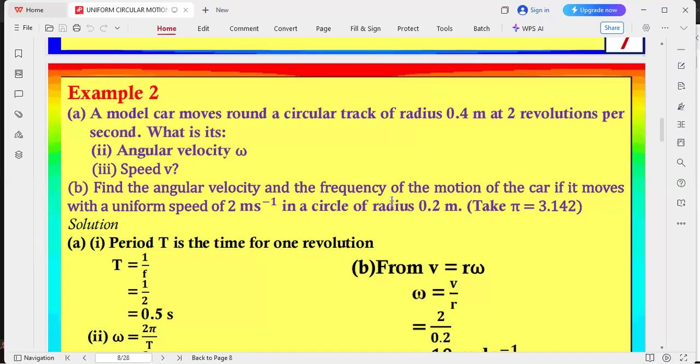Then frequency of motion, you say omega equals 2 pi f. The question wants us to find frequency. Therefore, frequency f is omega over 2 pi. So 10 divided by 2 pi gives us the answer 1.5912.